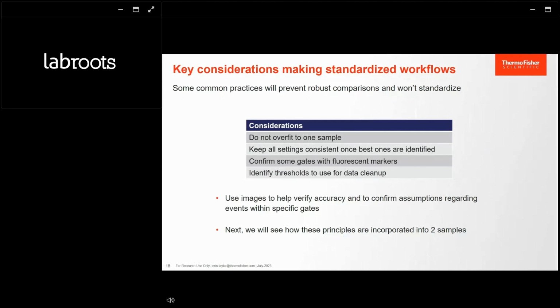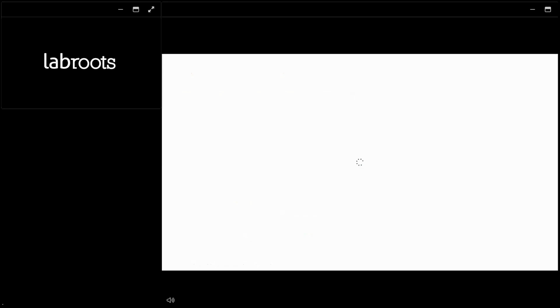And then finally, identify thresholds to use for data cleanup. This is how we compensate for drawing gates that are a little bit larger than maybe normal cytometry gates. And we'll see an example of this next. And finally, don't forget to use images to help verify accuracy of gates, your parameters, and to confirm assumptions about the identity of events within specific populations or peaks. And so the imaging is critical to all this, and it is a very important tool to confirm and support all of these decisions in standardizing and optimizing workflows.